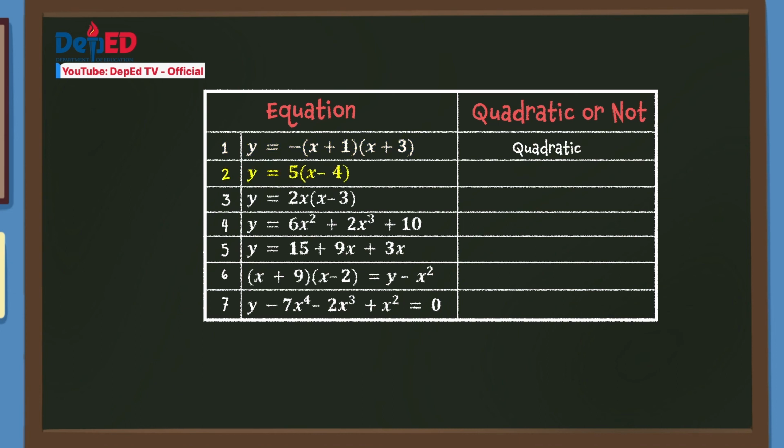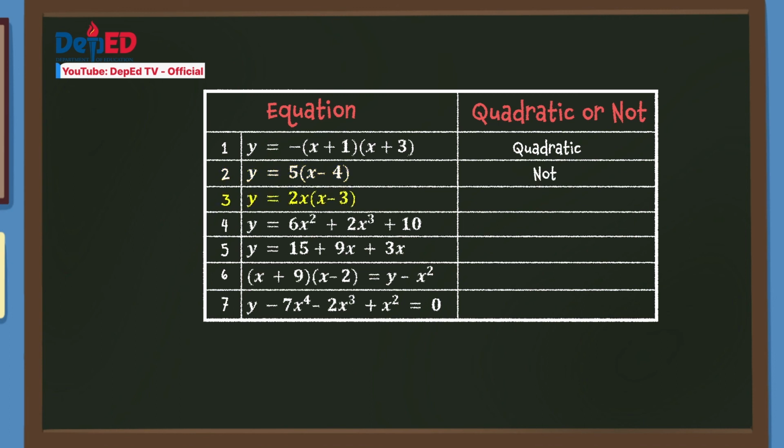Number 2, y = 5(x - 4). y is already expressed in terms of x. 5 times the binomial x minus 4 is equal to 5x - 20, a polynomial of degree 1. Hence, the equation is not a quadratic function.